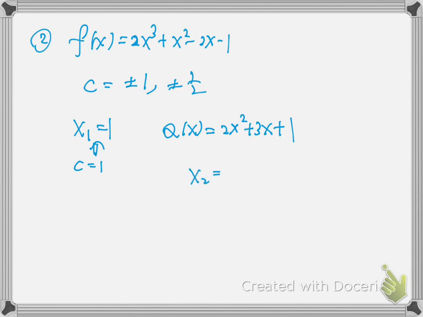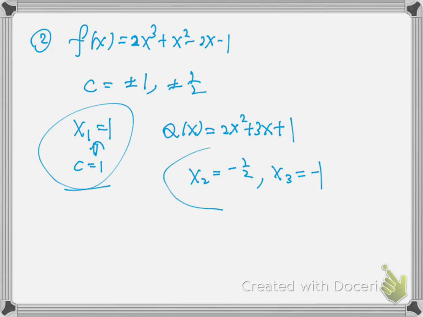x2 is negative 1/2. x3 is negative 1. So we get 3 solutions for a degree 3 polynomial. So that is the second part: find 3 zeros.